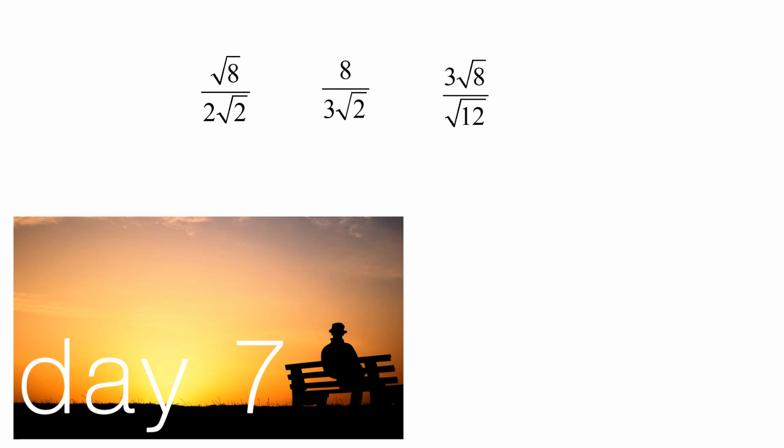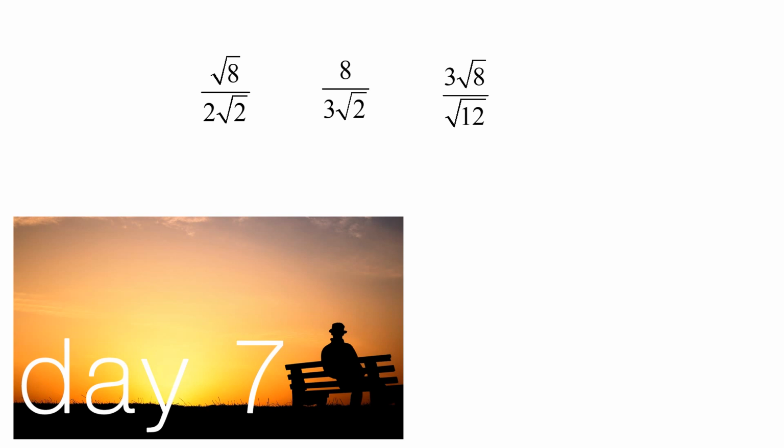The other set of 3 numbers are here right now. You got the square root of 8 divided by 2 root 2. You got 8 divided by 3 times the square root of 2. And you got 3 times the square root of 8 divided by the square root of 12. And once again, these 3 questions are very similar.